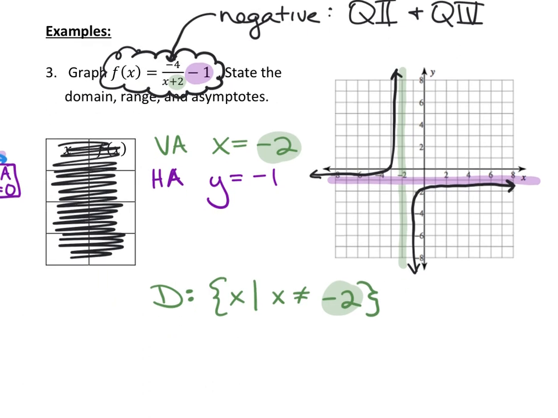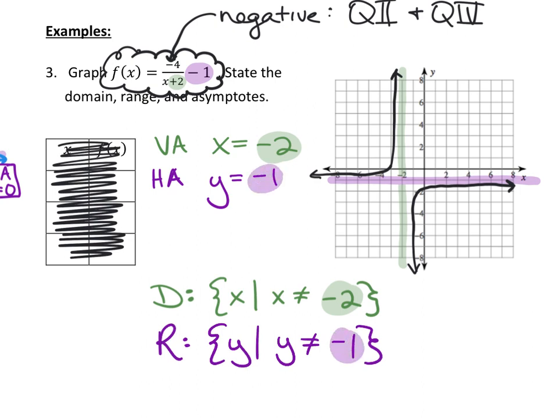Which also means that if I wanted to write my range, the range would be all y values such that y is not equal to what number? Negative 1, the number directly from where I've graphed the purple line, and which is my horizontal asymptote.